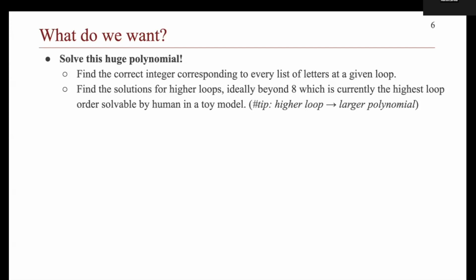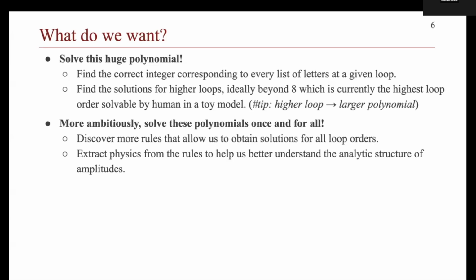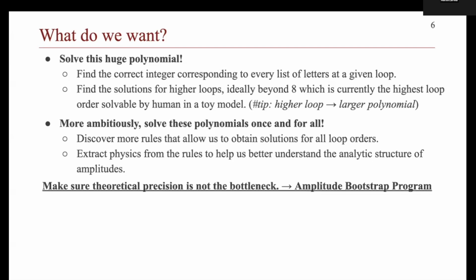Currently, by human experts, the highest loop order we can solve is 8 for a particular toy model. So ideally, we want to go beyond 8. And if we become more ambitious, we want to solve those polynomials once and for all. That means we need to discover more rules governing those solutions so that we can obtain all the solutions to all loop order. And hopefully we can also extract some physics from those rules to help us better understand the analytical structure of the amplitude we are studying.